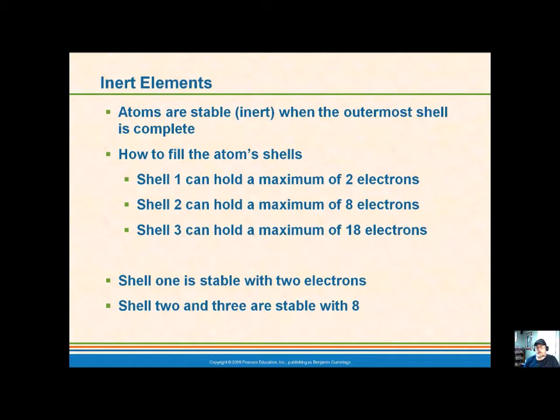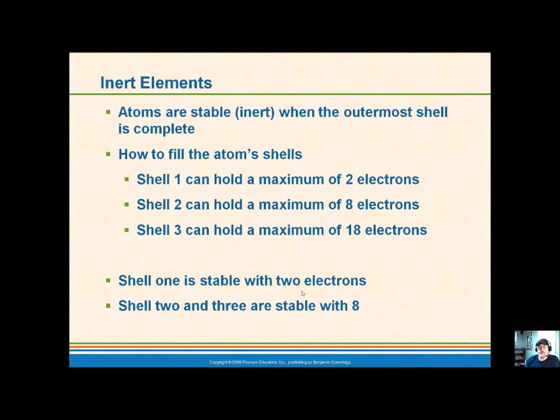Now, there are some atoms that have the ideal number of electrons in their outer shell. Shell 1 can hold 2, shell 2 can hold 8, shell 3 holds 18, and we don't really deal with things that go up that high. So for our purposes, we're going to say 2 or 8. Shell 1 is stable with 2 electrons, and it doesn't want to react.